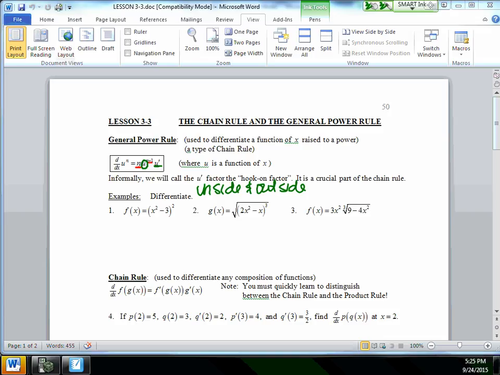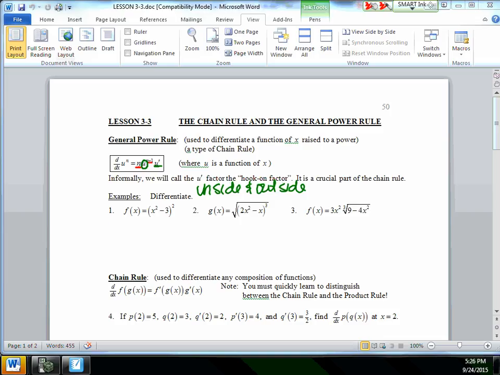I don't know why color is working now, but it is. That's great. Okay, so looking at example number 1, what looks like my inside function and what looks like my outside? That's hard for students. Another way to help them think of their outside is the operation you would perform first. As you saw this problem, you would think squared. So that is my outside function.